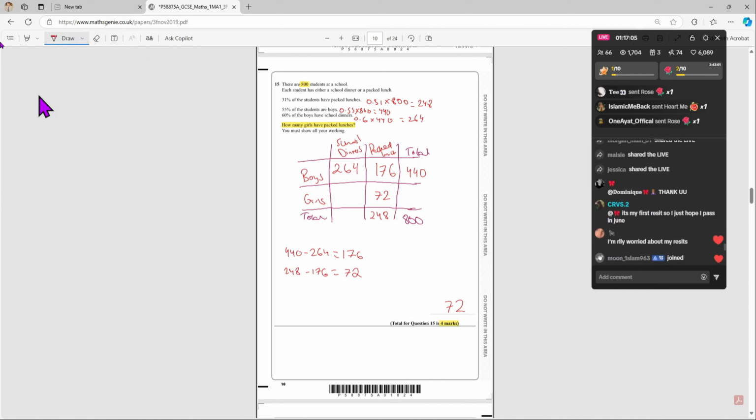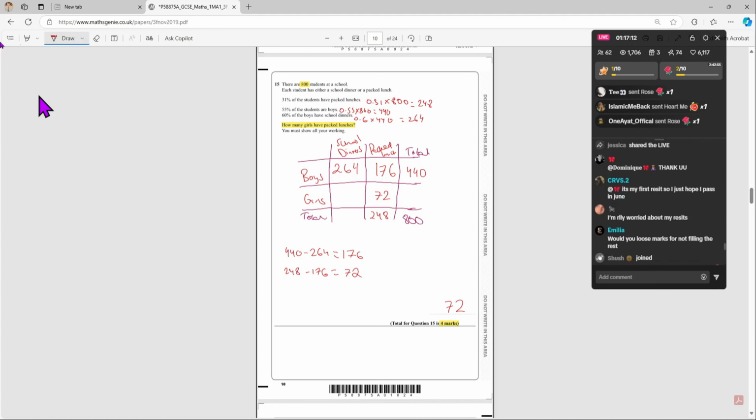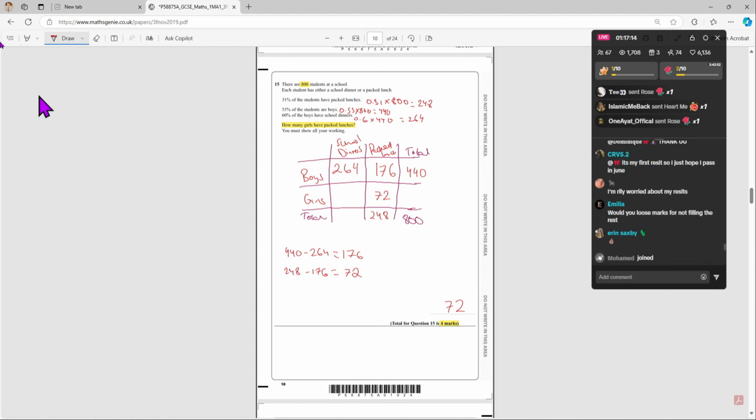Put a thumbs up in the chat if you understand. It's a 4-mark question, and you needed to work out that you had to use a two-way table. You have to realize that. Well done, guys.